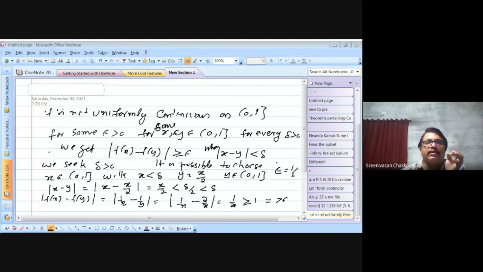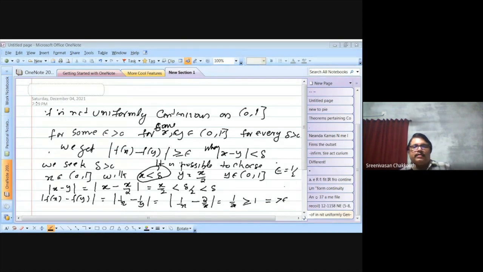Once delta is positive, it is always possible to find x an element of semi-closed interval 0, 1 such that x is less than delta. Then if you choose y equal to x by 2, then mod x minus y is less than delta, but mod f of x minus f of y is greater than or equal to epsilon. So if you fix epsilon equal to 1, then it works.